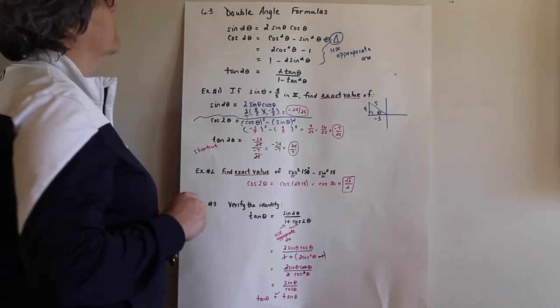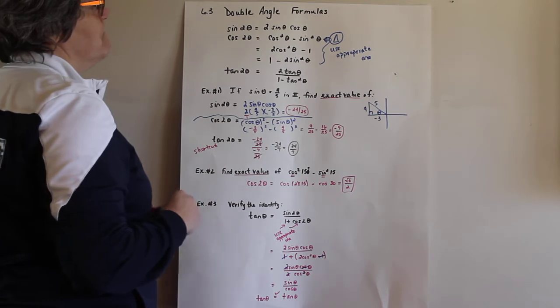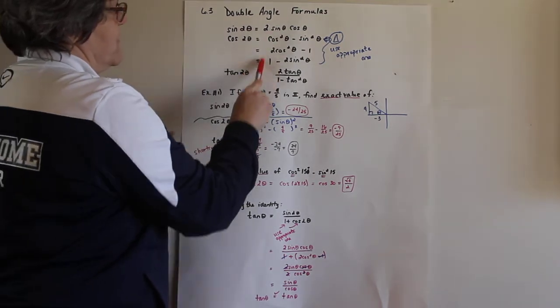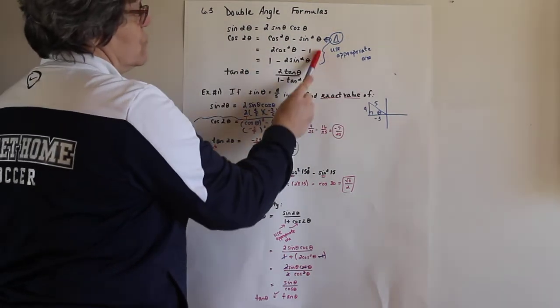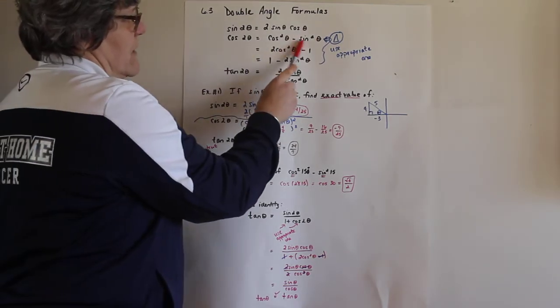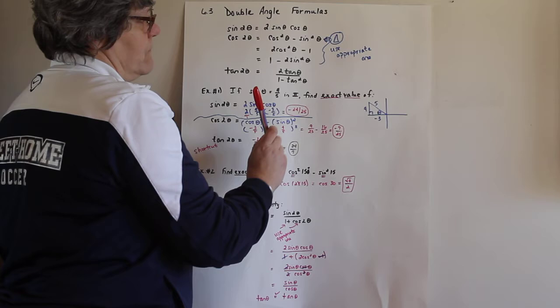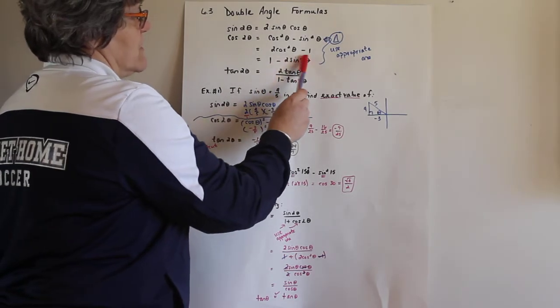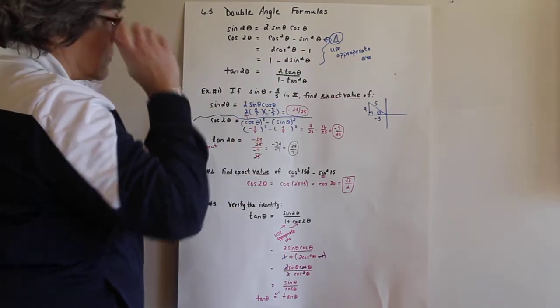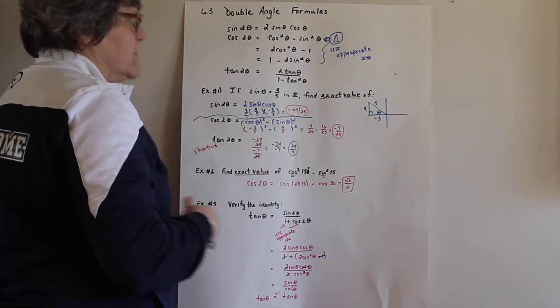6.3, double angle formulas. Sine of 2 theta equals 2 sine theta cos theta. Cosine of 2 theta has 3 forms, and the idea is you're supposed to use the appropriate one. So you have cosine squared theta minus sine squared theta, or 2 cosine squared theta minus 1, or 1 minus 2 sine squared theta. Traditionally, it will look pretty obvious which one you should use. They kind of lend themselves to it.